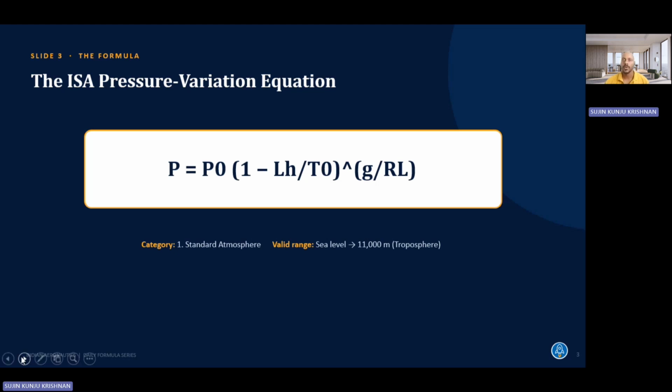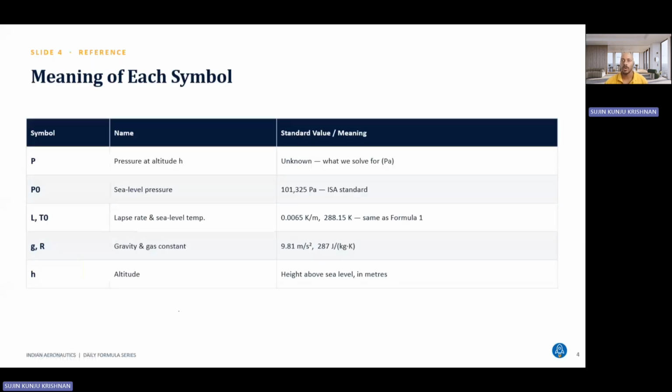L and T0 are the exact same constants from yesterday. The lapse rate is 0.065 Kelvin per meter, and sea level temperature is 288.15 Kelvin, and H is altitude in meters, same as before. The two new symbols are in the exponent: g is 9.81 meters per second squared, and R is the specific gas constant for air, 287 joules per kilogram Kelvin. Both are fixed physical constants. You don't calculate them, you just know them.